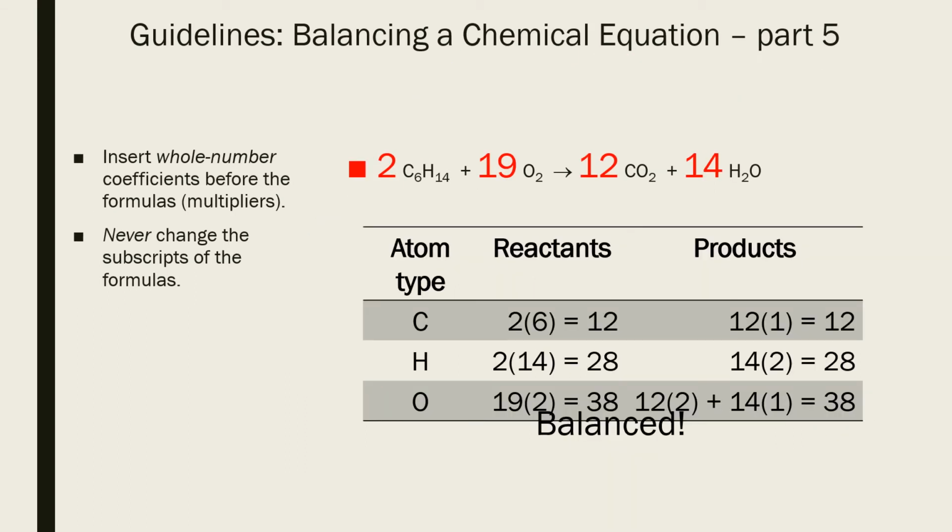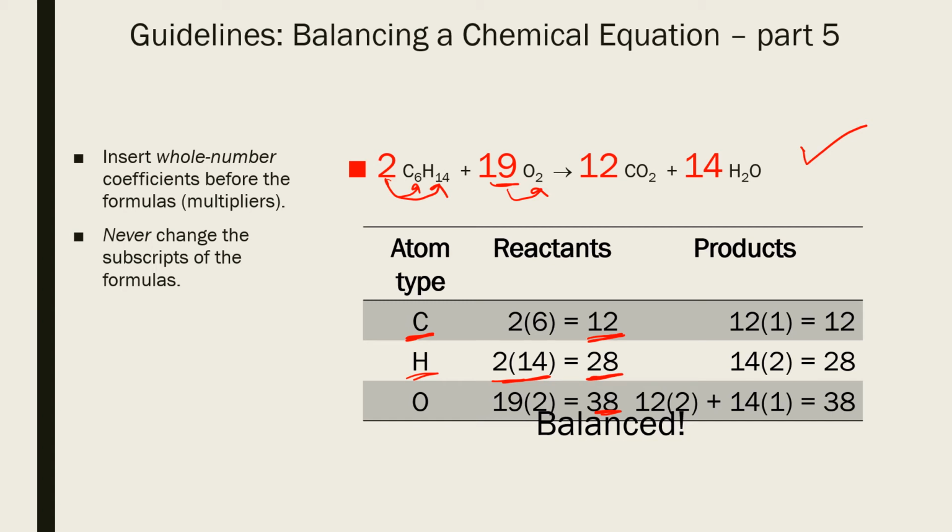So once you have a balanced equation, always make a check. Always check if your number of atoms are equal or not. So let's verify it. How many total carbon are there? 2 times 6 is 12 carbons. How many hydrogens? 2 times 14, that would be 28 hydrogen. And how many oxygen? 19 times 2, that's 38 oxygen atoms.